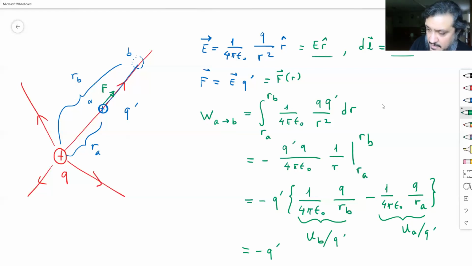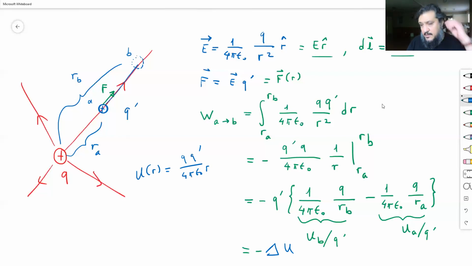And then this becomes negative delta U, with U being Q prime over 4 pi epsilon 0 R.